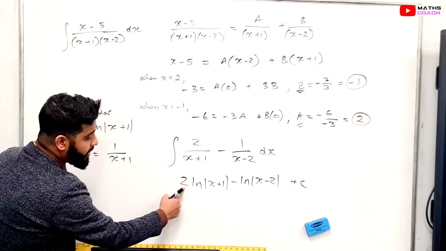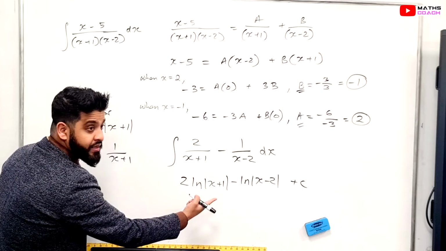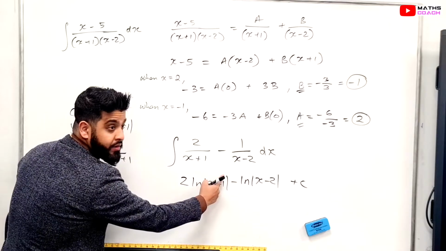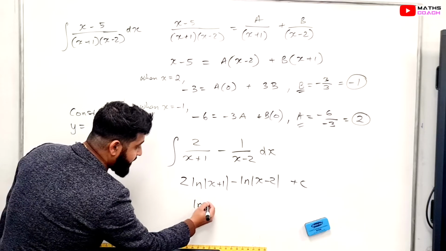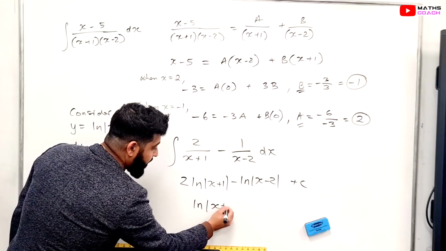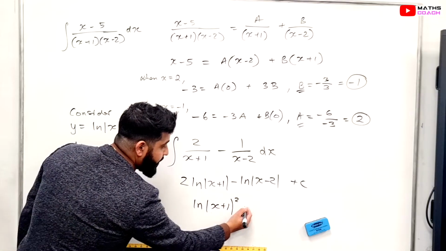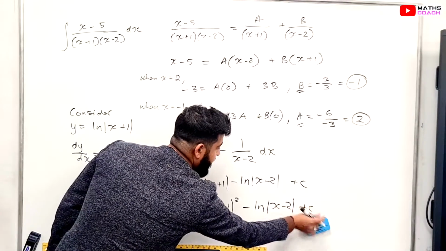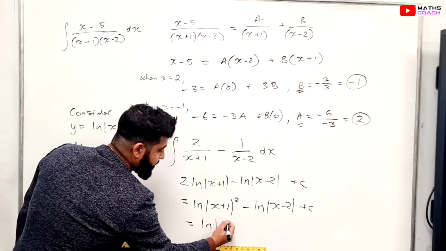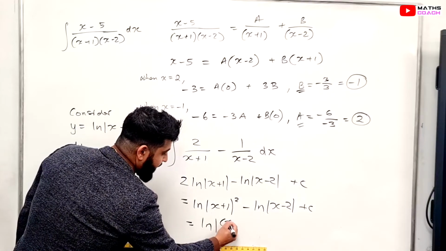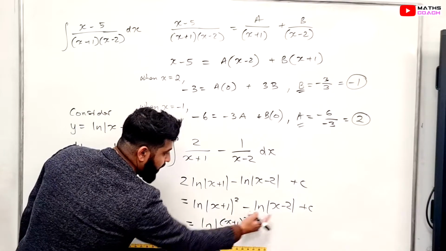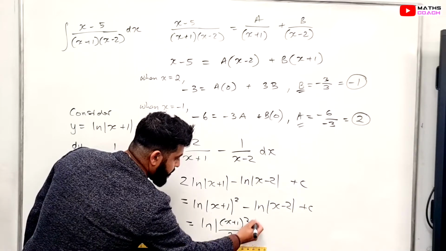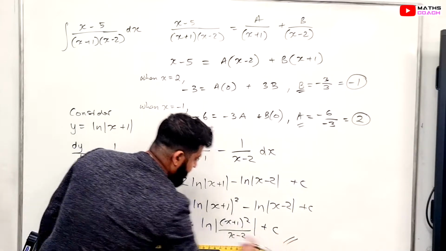So next, we want to rewrite this. So we can move this with a power here. So we can have ln x plus 1 squared minus ln x minus 2 plus c. And finally, we can combine these two as bracket x plus 1 squared over x minus 2 and plus c. And that's our final answer.